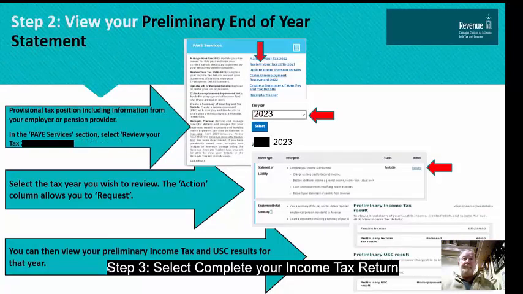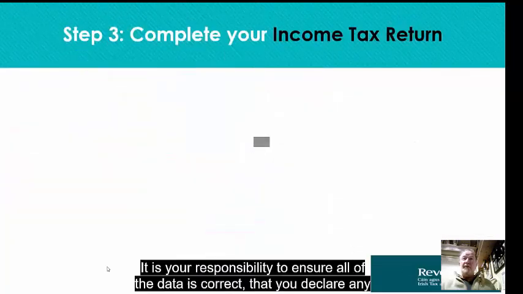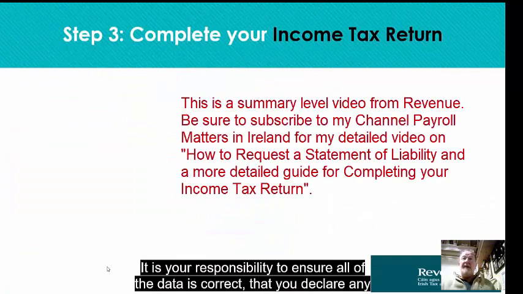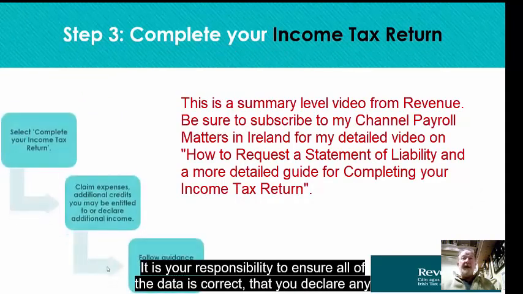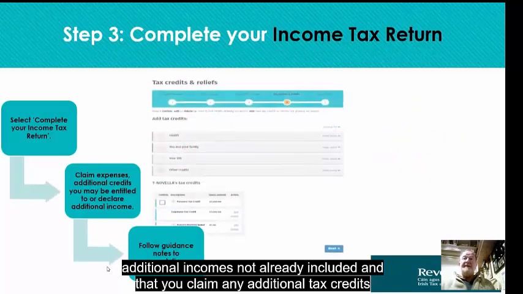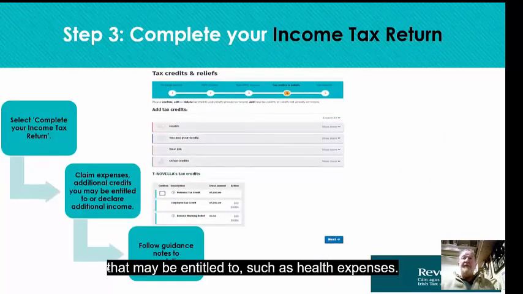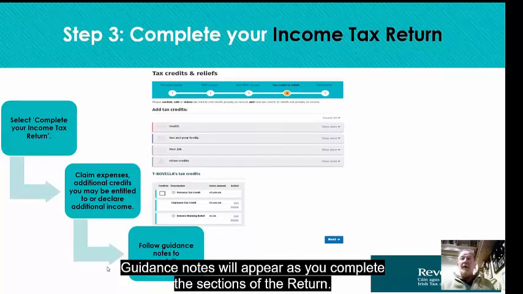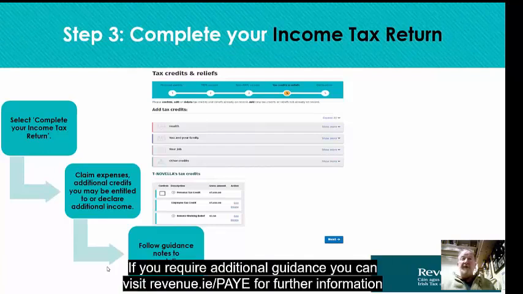Step 3. Select Complete your income tax return. It is your responsibility to ensure all of the data is correct, that you declare any additional income not already included, and that you claim any additional tax credits that you may be entitled to, such as health expenses. Guidance notes will appear as you complete the sections of the return.